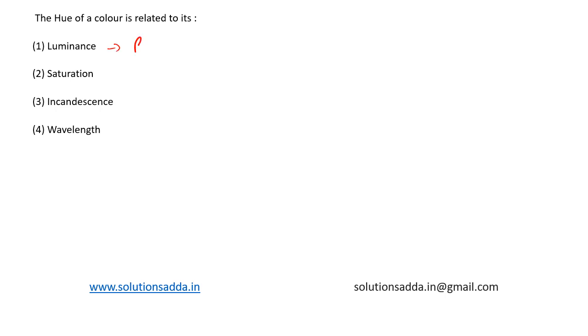It refers to the brightness or lightness of color. It is actually the measure of intensity of light that the color emits. So this is luminance. Now saturation.